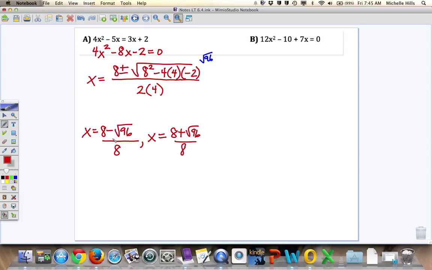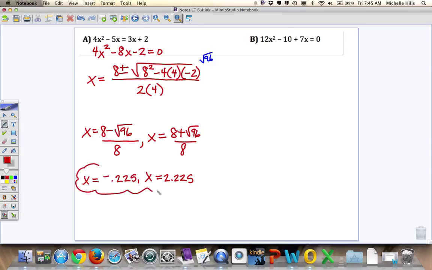When you punch this in your calculator, don't forget to punch 8 minus the square root of 96 equals before you divide by 8. And then round your answer to 3 decimal places unless it specifies otherwise. So x equals negative 0.225 here, and x equals 2.225 here.